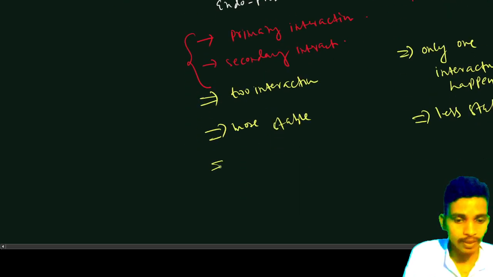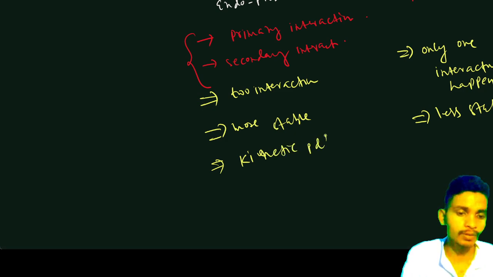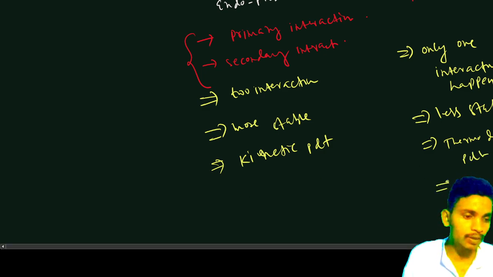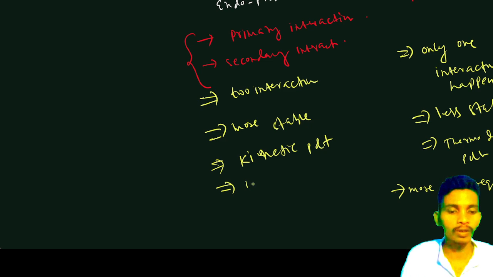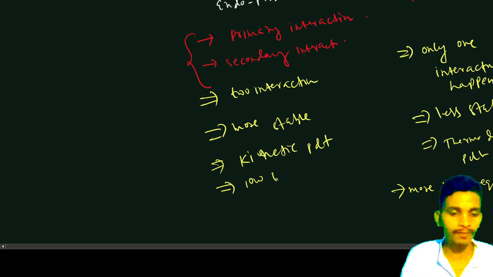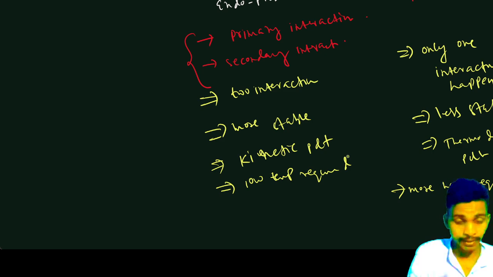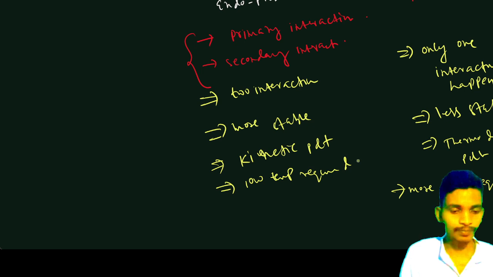And the endo product is actually what? This is the kinetic product, and this is the thermodynamic product. And actually the thermodynamic product happens if you give more heat. So more heat is required for the thermodynamic product. For the kinetic product, low temperature is required. So at low temperature the kinetic product will happen, and that is the endo product. Okay.